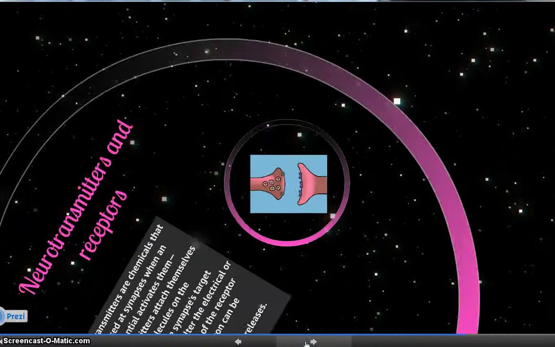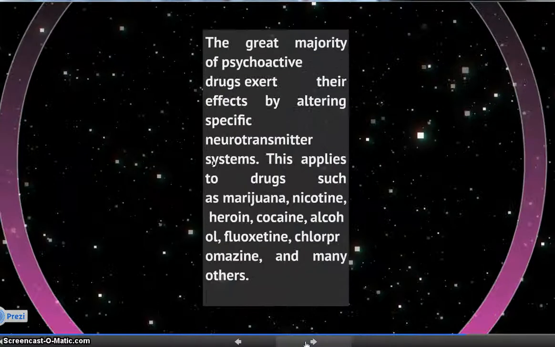Communication between two neurons begins when an electrical impulse called an action potential travels along the axon of a presynaptic neuron toward the axon terminal.